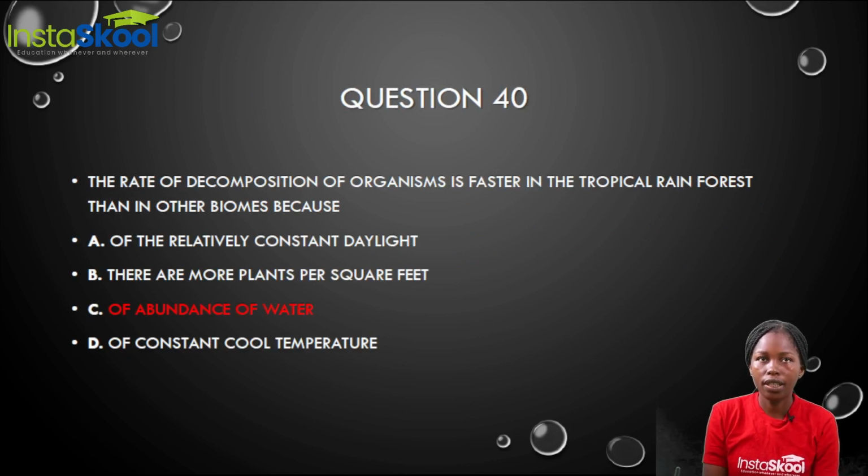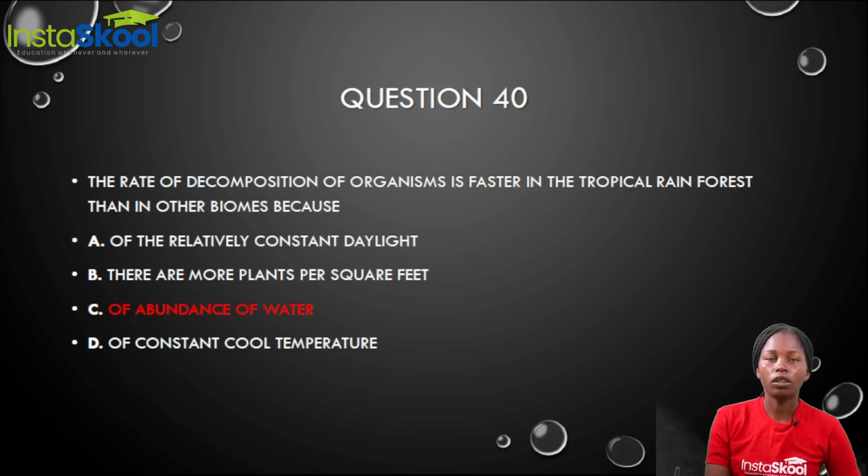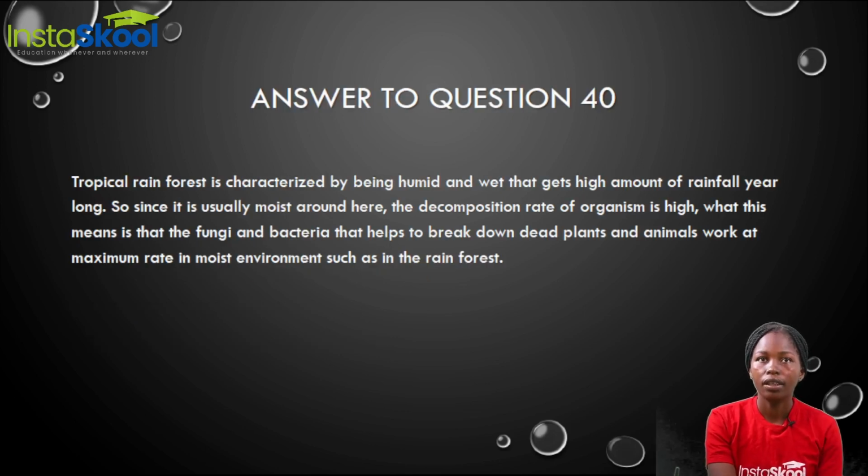Now the question 40. The rate of decomposition of organisms is faster in the tropical rainforest than in other biomes because, now when we talk of the rate of decomposition of organisms, when it is high, we are referring to the action of bacteria and fungi to break down dead plants and animals. Now, it is usually high in the tropical rainforest, because of the presence of the moist environment.